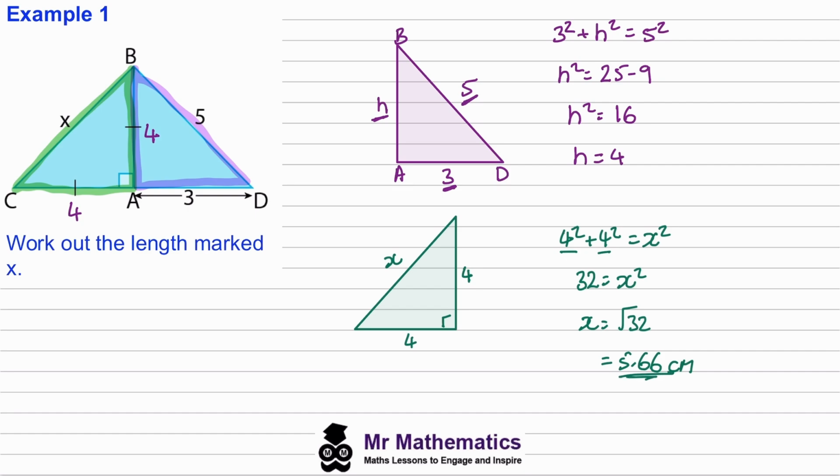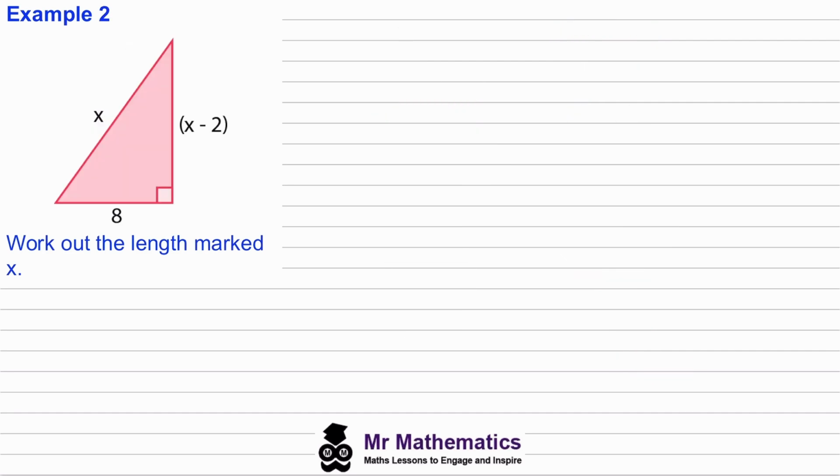Okay? So it's all about identifying which right-angled triangle to use, and that will give us a clue for the next step. If we look at example 2. So in example 2, we've got a different type of question. It's still a right-angled triangle, so we'll use Pythagoras' theorem, but now we need to set up an equation involving x, and then solve that to work out its value.